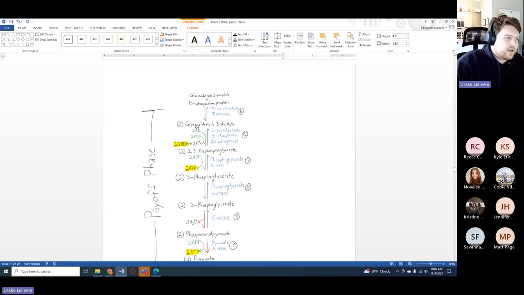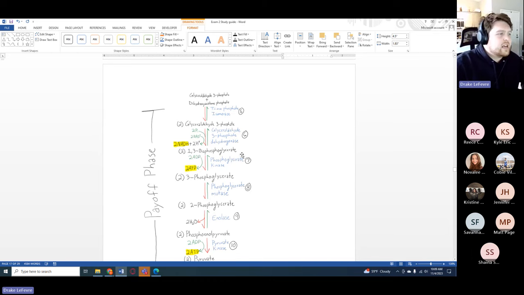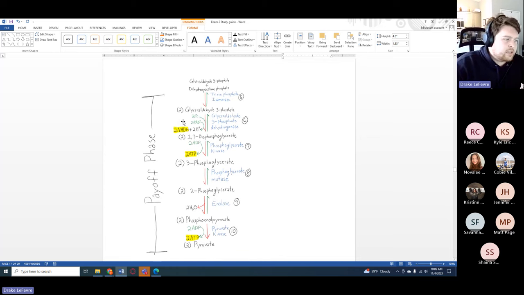The glyceraldehyde 3-phosphate, we're inserting inorganic phosphorus, NAD plus, and that comes out, we get our 2 NADH to convert to 1,3-biphosphoglycerate. Super, super important to understand the NADH that we are producing during glycolysis.